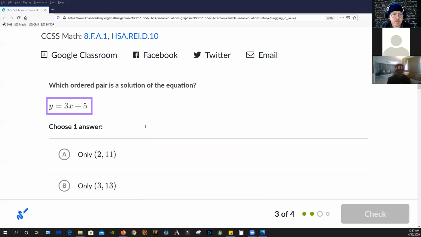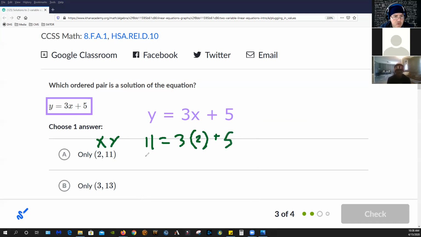So the first thing I'm going to do is rewrite my equation. So y equals 3x plus 5. Then I'm going to try this xy pair. So that'd be 11 equals 3 times x, which is 2 in this case, plus 5. So 11 would equal 3 times 2 is 6 plus 5. Well, that seems promising. 6 plus 5 is 11. So yeah, I like A.